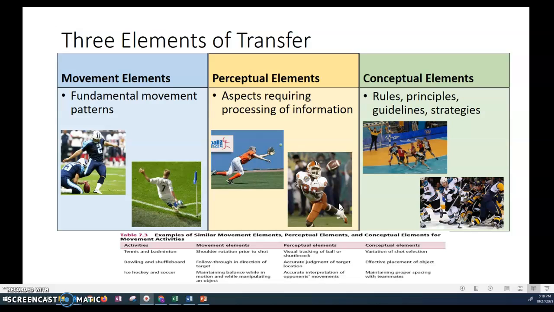So they can either transfer as similar movements, as similar perceptual elements, or similar conceptual elements. Usually when we think about transfer, we think mostly about movement elements, so these fundamental movement patterns.